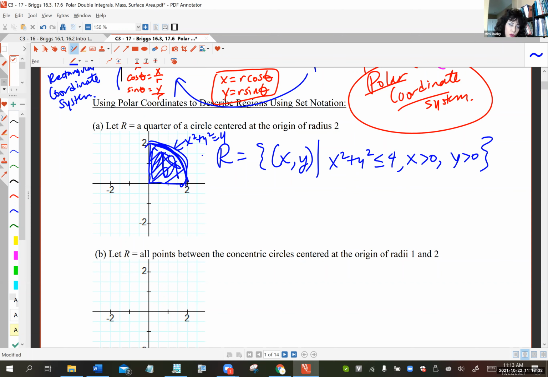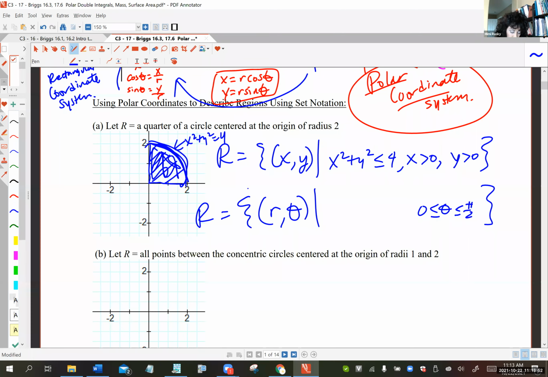Now, if I describe this region in the world of polar, I'm still going to use the curly braces and the set notation. It's going to be all ordered pairs r, theta such that, and then this is the part that's cool. Theta is going to go between 0 and pi halves. But what's r doing? Now you have to be careful because r blooms outward.